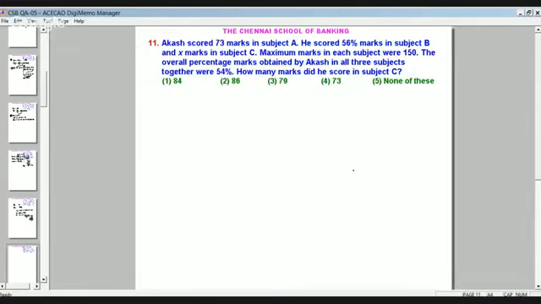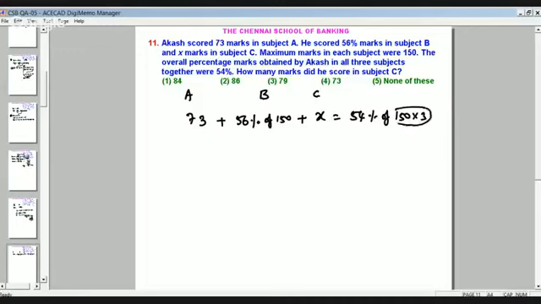11th question. Subject A, B, and C. Subject A 73 marks. Subject B 56 percentage of 150. C mark X. Because each subject 150, overall percentage of all three subjects was 54. So now 54 percentage of one subject 150 into three subjects. So 450.